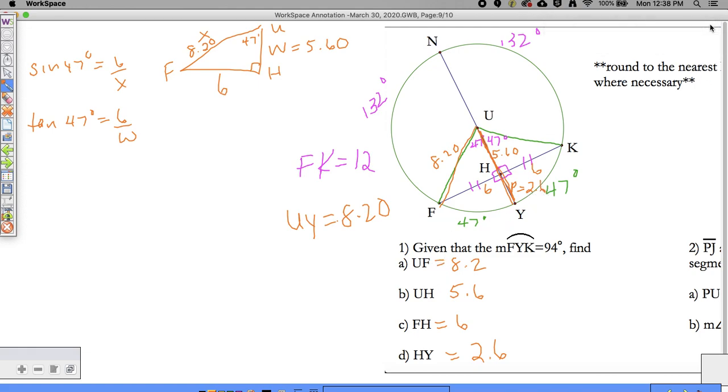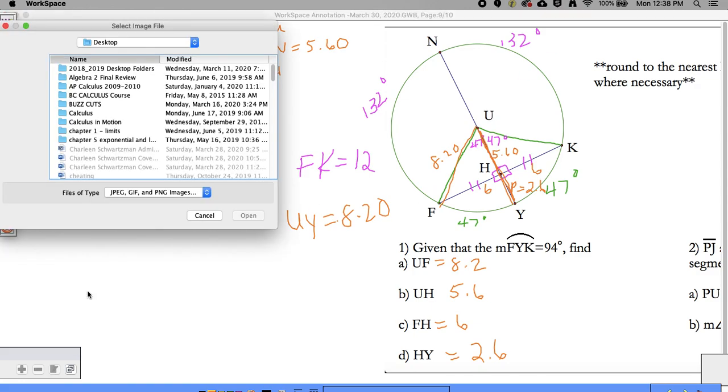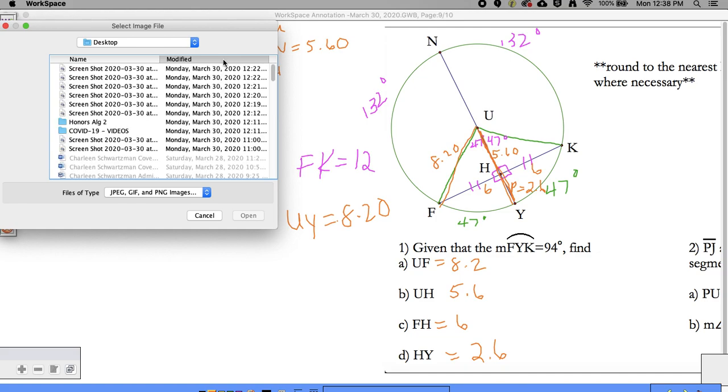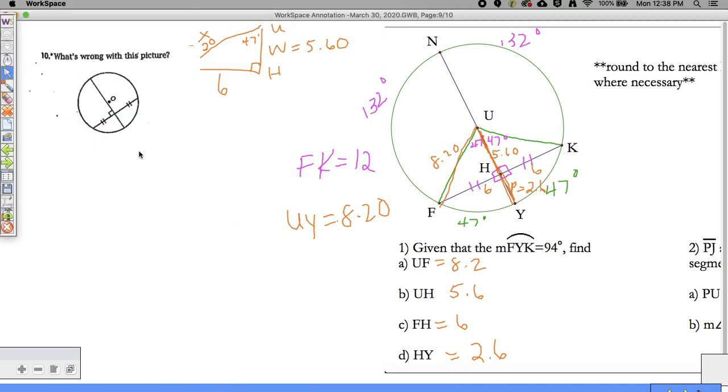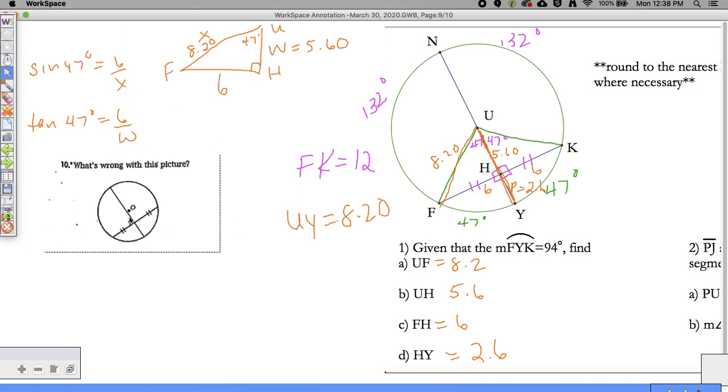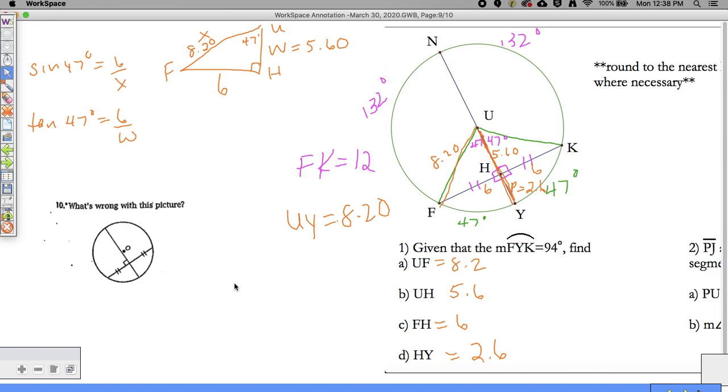Okay? I'm going to do one more thing, and then you guys are going to try some of these problems on your own. Here we go. I think it was this one. Nope. Is it this one? Nope. Is it this one? Nope. Is it this one? Yes. Okay. Open.